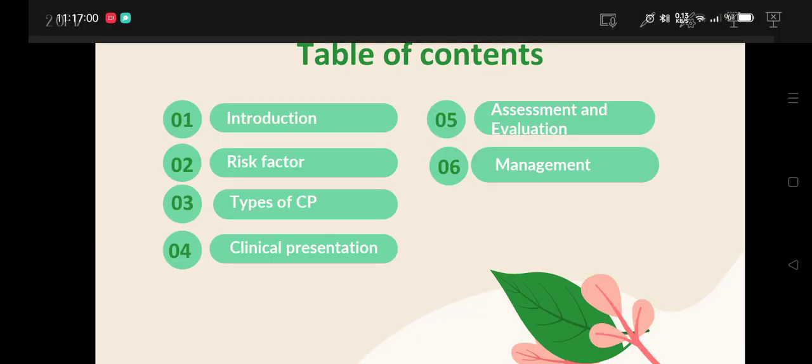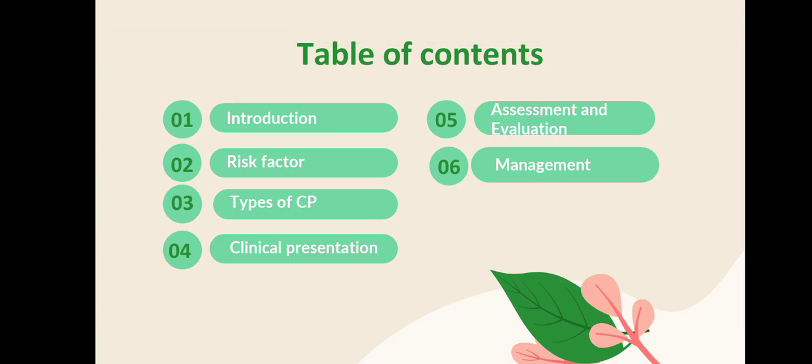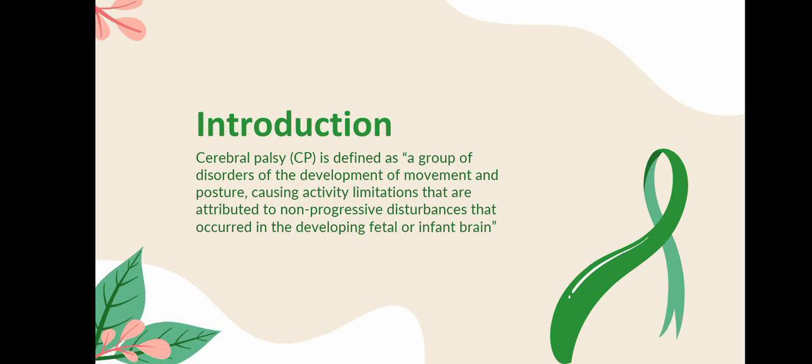So our lecture consists of two parts. In the first part we are going to discuss the introduction, risk factors, types and the clinical presentation of CP. In the second part we discuss how we are going to evaluate or assess the condition and its management. So first we are going to describe what CP is.